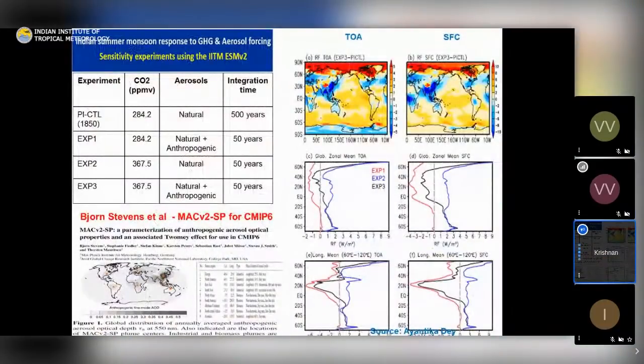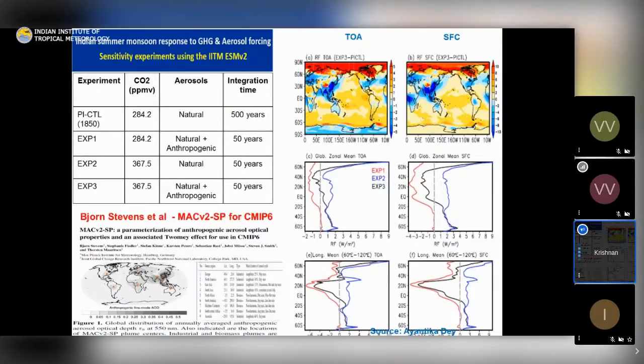One of my colleagues and I have looked at the impact. We have this aerosol forcing dominating the northern hemisphere, whereas the global warming dominates everywhere. When we add these two, in the northern hemisphere the aerosols try to offset the global warming, whereas in the southern ocean it is mostly dominated by the GHG effect.